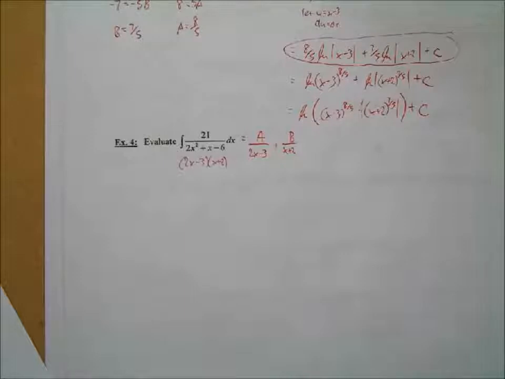So close to these values. B is minus 3 and then A is 6. Yeah. So here it should be that's a 2x minus 3 there.